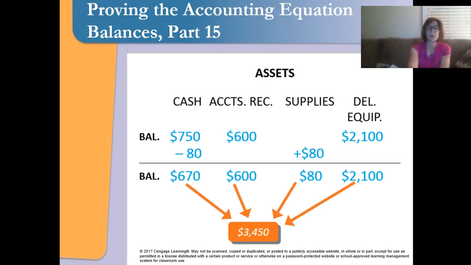And so again, we want to just confirm that we remain in balance and that we prove our accounting equation. So we started our accounting period with $750 in cash. We spent $80. Now we only have $670 in cash. We still have that customer that owes us $600. We now have $80 in supplies. And we still have our $2,100 in equipment for total assets of $3,450.